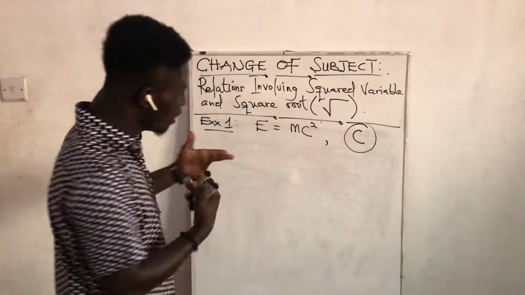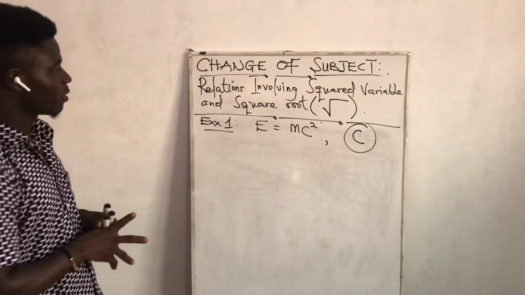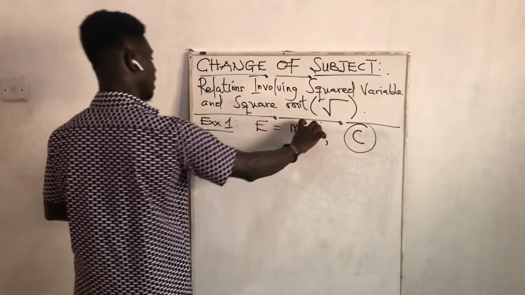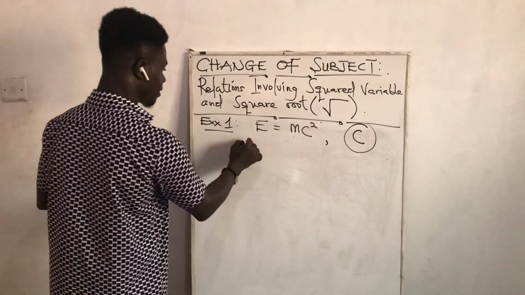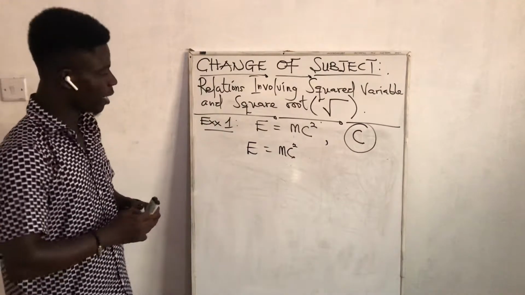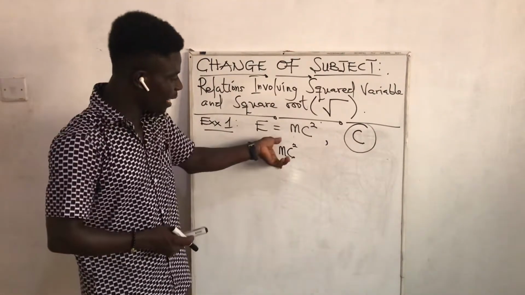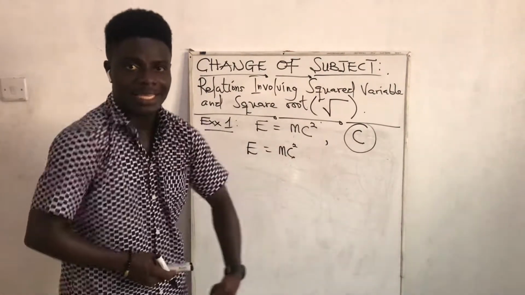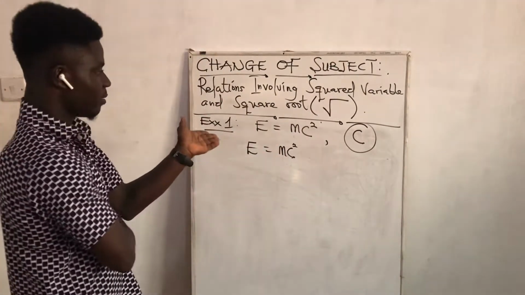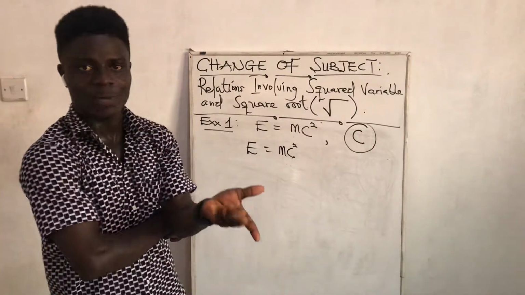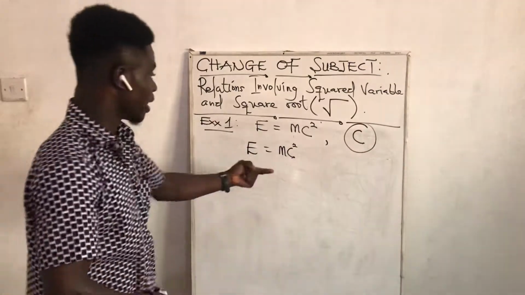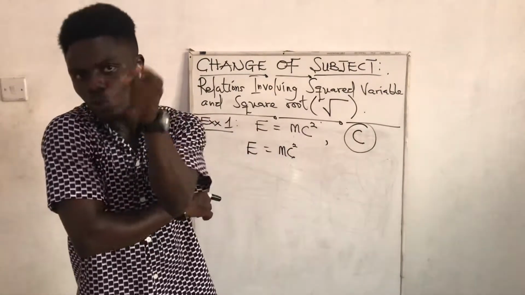How do we make C the subject? First of all, we have two terms here, right? One term and two terms. So let's start. E equals mc squared. Now, you can see that m is multiplying c squared. When you multiply m by c squared, we get the result mc squared.